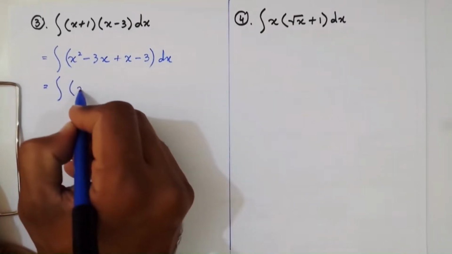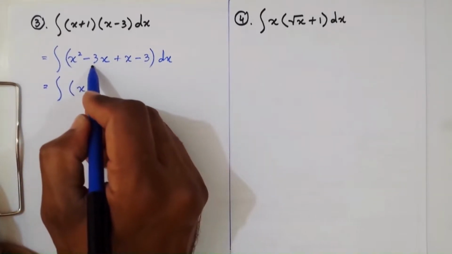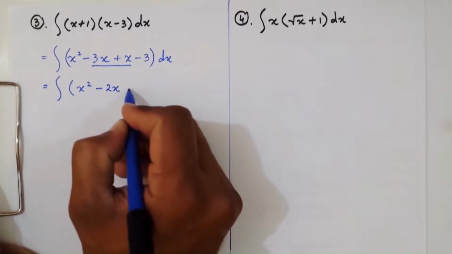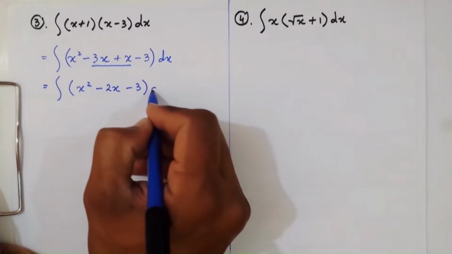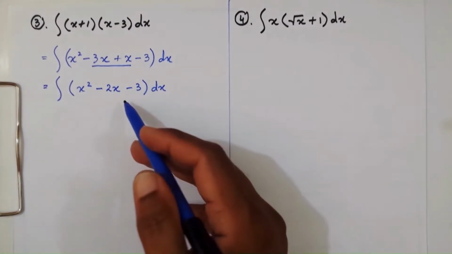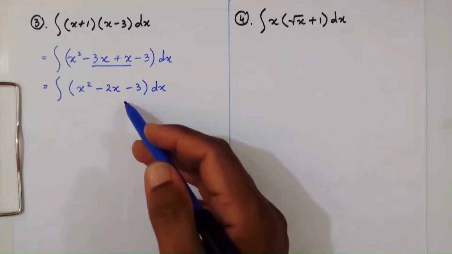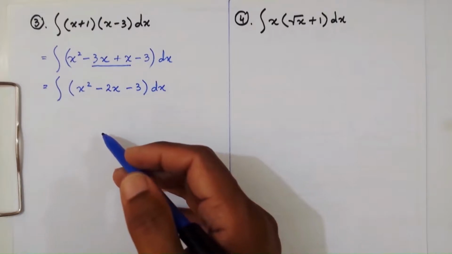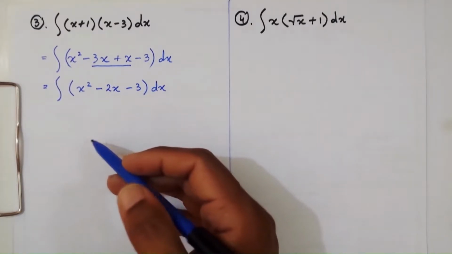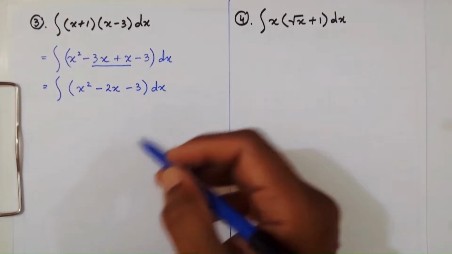Same as we are going to multiply 1 with x minus 3, the result is x minus 3. After further simplification, we solve these two terms: x square minus 2x minus 3. Now after this step, you can find out the integration as per the previous procedure. So I hope you can find it yourself. I will show it to you later.